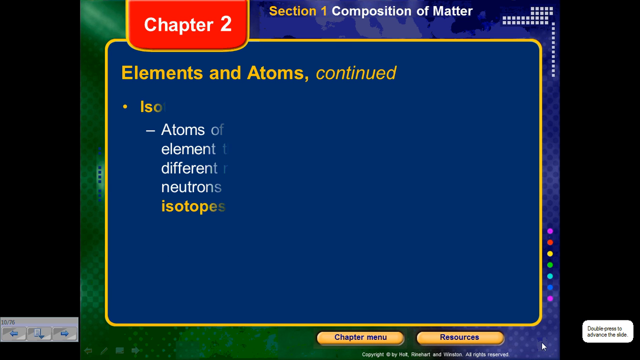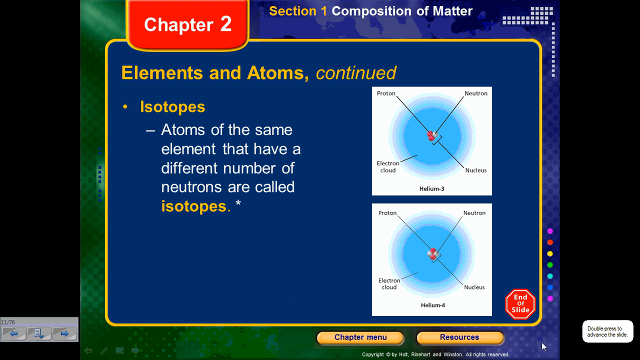Okay. So we're going to go ahead and fill in isotopes on your notes, which is the last thing on the first page, I believe. And then we're going to talk about bonding. So isotopes are atoms of the same element that have a different number of neutrons.